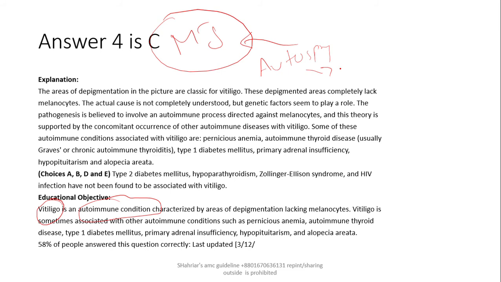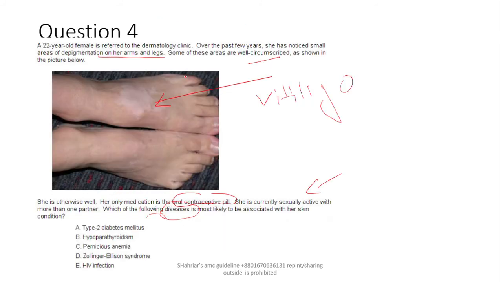Okay, so it has more association with a couple of diseases: pernicious anemia, autoimmune thyroid disease, type 1 diabetes. Please note down these names. Here, type 2 diabetes is given, not type 1. Primary adrenal insufficiency, this one and this one. So our answer, if we go back again: type 2 is not, hypopara is not, hypothyroidism, not this one, not this one. So our answer is pernicious anemia. This is correct. Great.